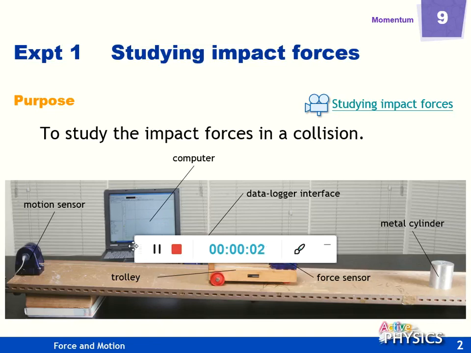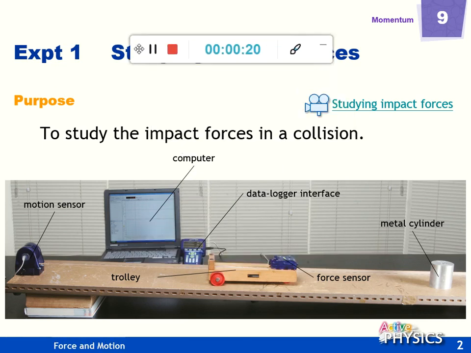Okay, experiment 9.1 on your page 245. Studying impact forces. In this experiment, we want to investigate the impact forces during the collision.